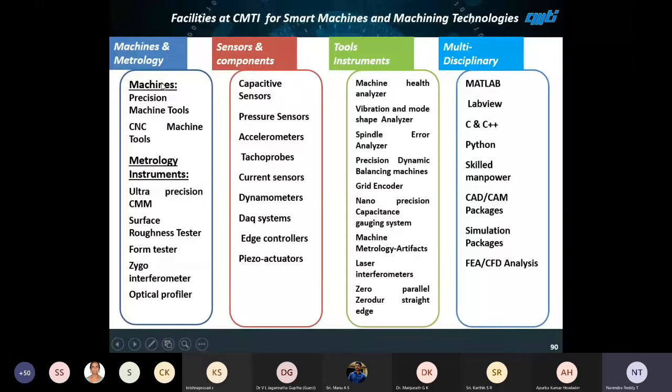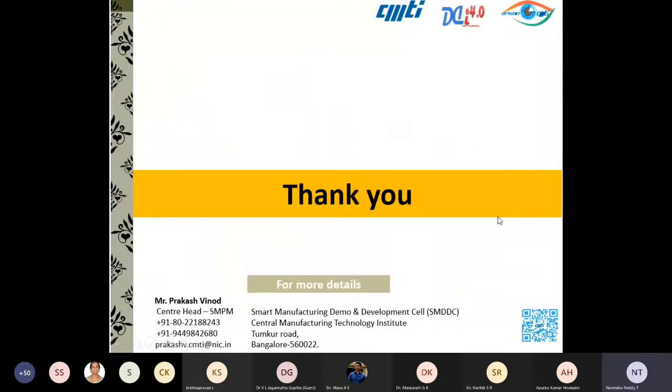First of all, you should have machines, and you should have measurement systems to check whether the machining is going on well. And you should have sensors like capacitive sensors and accelerometers. Then for force measurements, you need dynamometers. Then for instruments, you should at least have a spindle error analyzer. Sorry, you should have spectrum analyzers, or you should have LabVIEW or MATLAB with a data acquisition system. And if you have some multidisciplinary expertise, you can make beautiful models. If you have a person with MATLAB, LabVIEW, Python, C++, then with skilled manpower, you can make these modules very easily. With this, thank you so much.